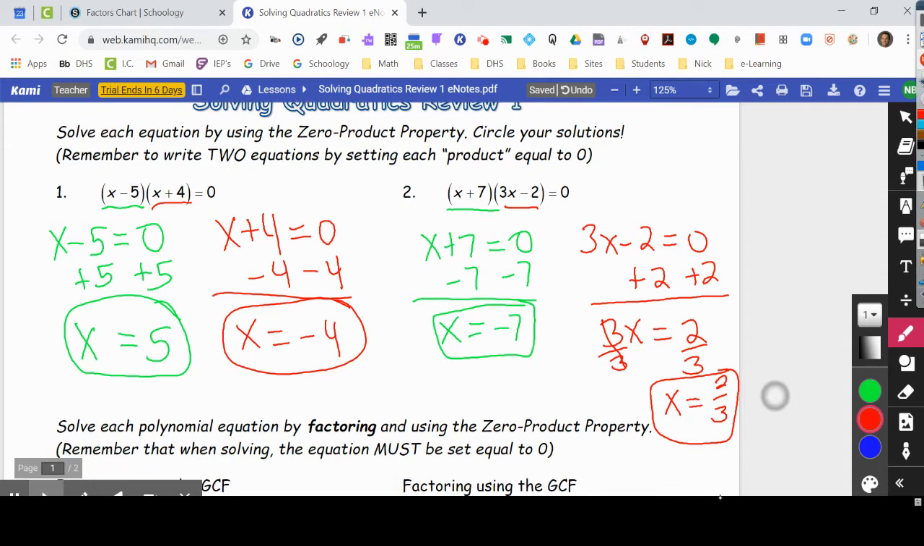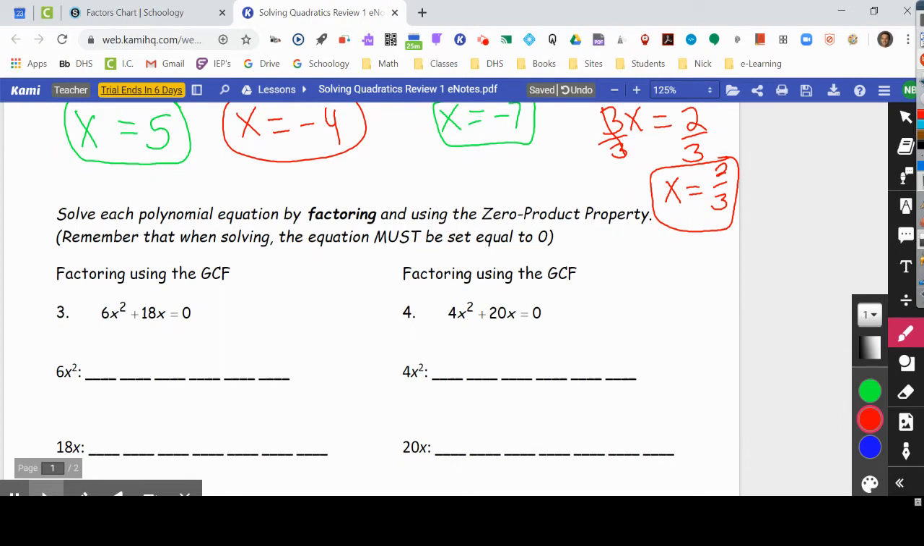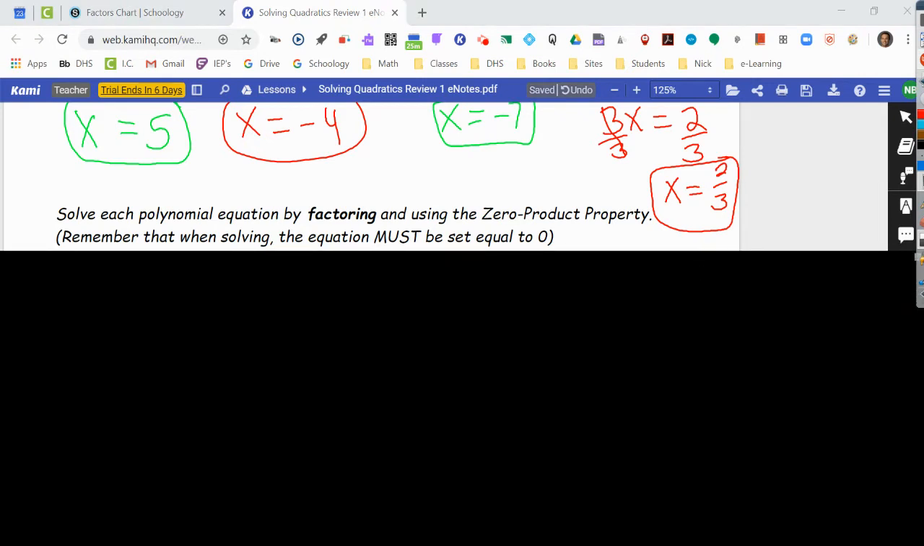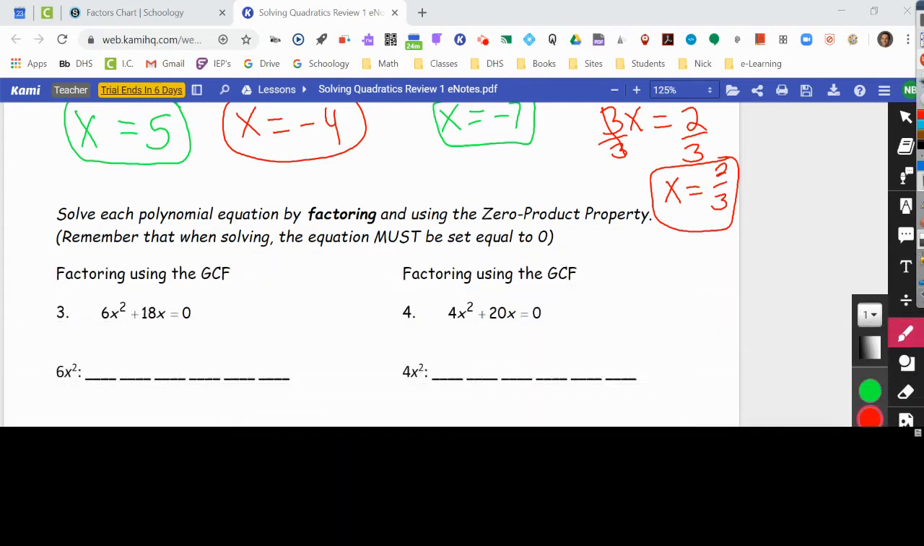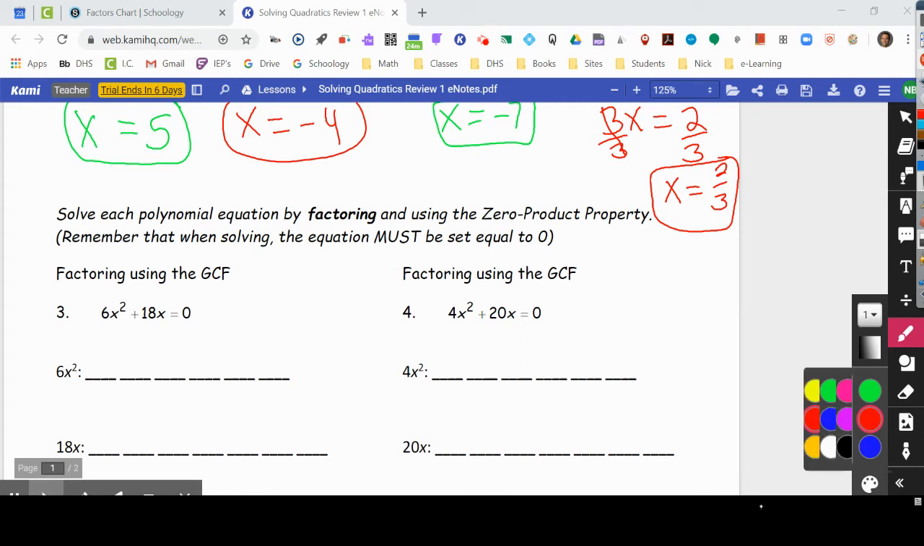These next two examples, we're going to have to do the factoring first and then the solving piece. So the directions here say to solve each polynomial equation by factoring and using the zero product property. That's my apples and oranges. I set my apples equal to 0, and I set my oranges equal to 0. And then remember that when solving, the equation must be set equal to 0. That just means our equations have to equal 0. Sometimes they're not always equal to 0, and we have to make it equal 0, but the problems we're going to see today are all going to be already equal to 0.